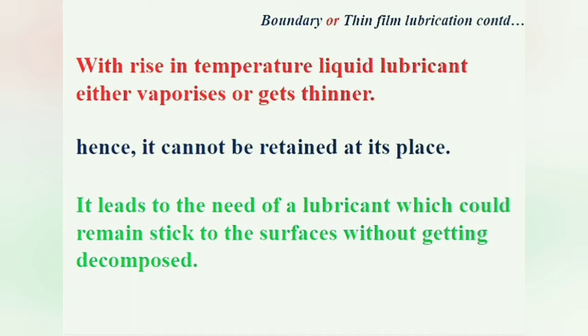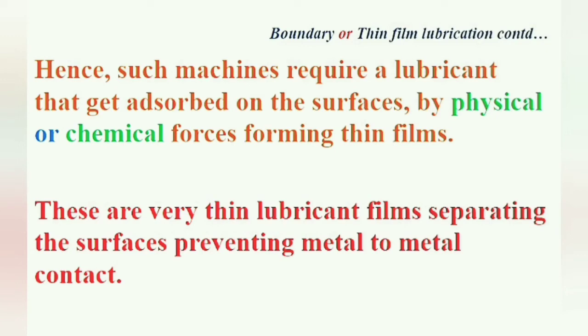And here comes the need of a lubricant which could stick to the surfaces without getting decomposed. So, the liquid lubricant can no longer be used in the machineries where they are working at a very low speed. These types of machines require a lubricant that can get adsorbed on the surfaces by physical or chemical forces, forming thin films. And these thin films of lubricants separate the surfaces, thus preventing the metal to metal contact.